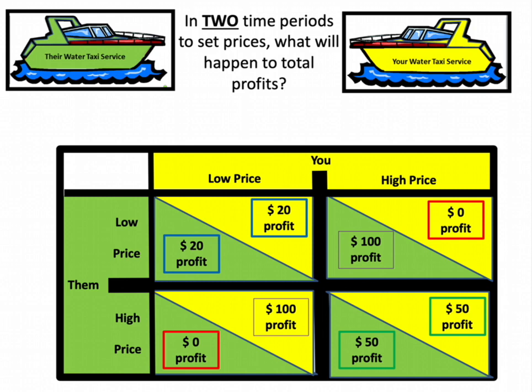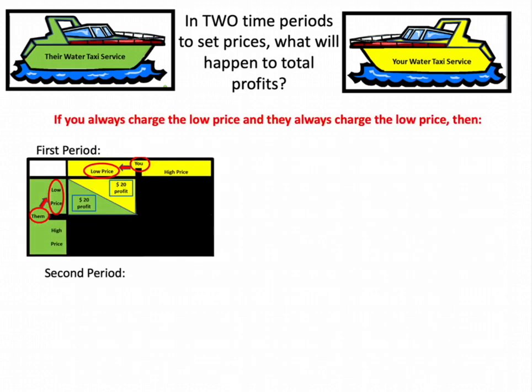Oh, interesting. Okay, let's go a little further. Let's now say that we have 2 time periods in which we can set prices. So we can set prices, see what our competitor is doing, and set prices again. So what's going to happen to those profits? Let's start off and say that you're always going to go low and they are always going to go low. That's very much like the first example.